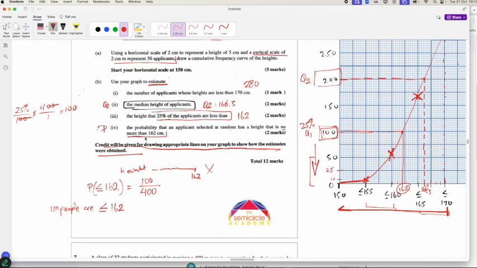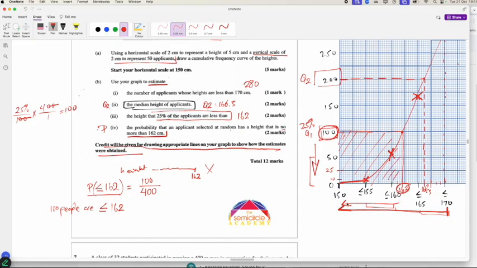So no more than 162 means 162 or less. That's why you get the 100. I come here to 162 and I see that 162 lines up with 100 people. Right, so 100 people are 162 or less, because this goes from 0 to 100, so this section of the graph is 162 or less.